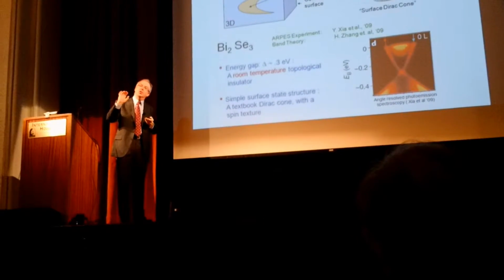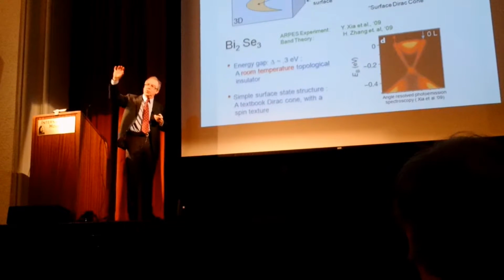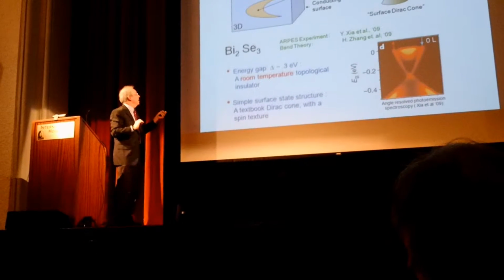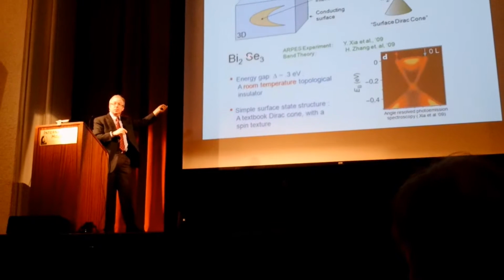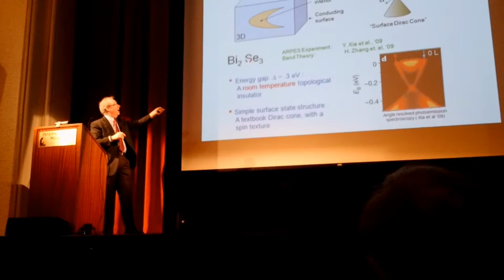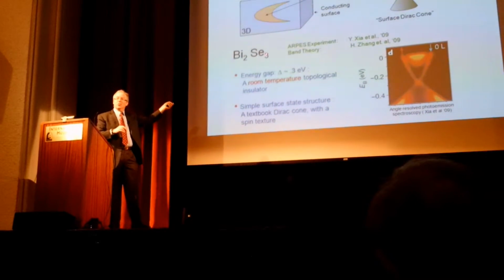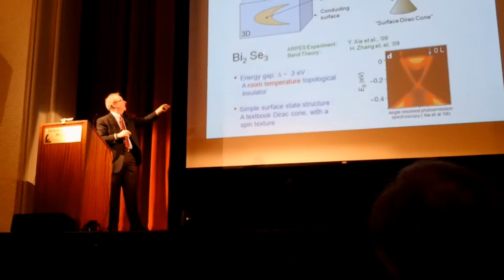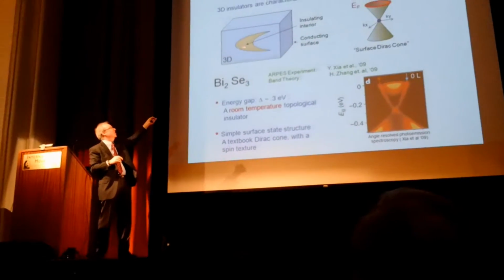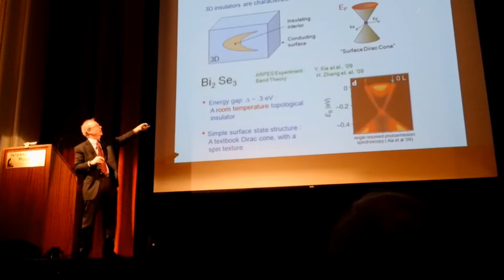Okay, it's actually a material that's used in thermoelectrics for cooling things. And it's an insulator, okay? But actually it's a topological one. Okay, and so the prediction then is that on the interior it's an insulator, but it has these surface states.